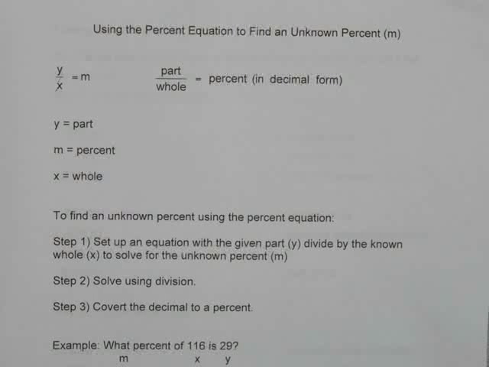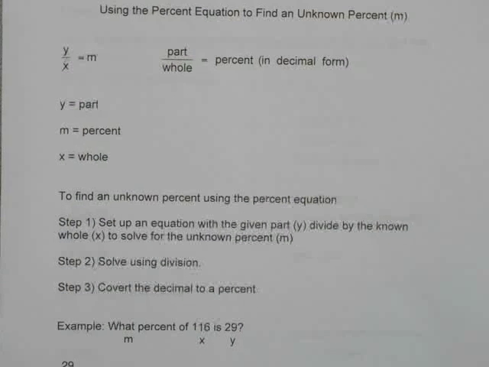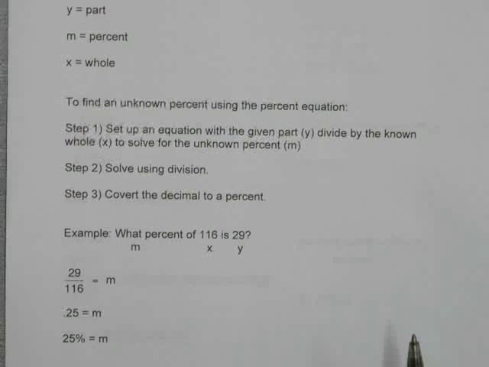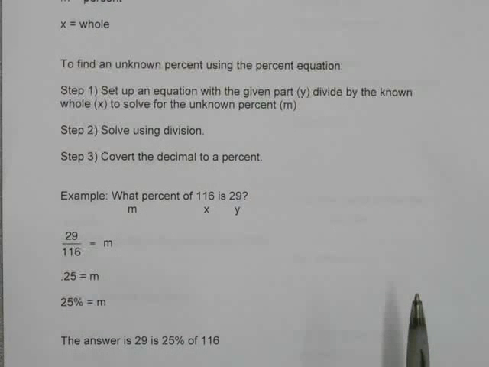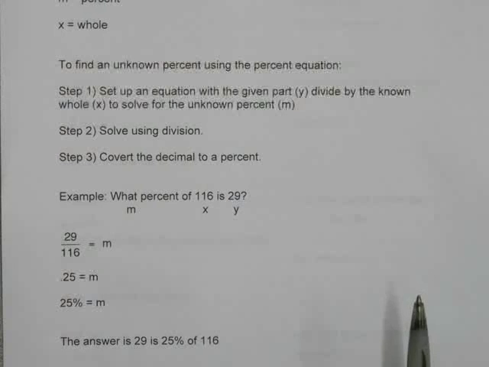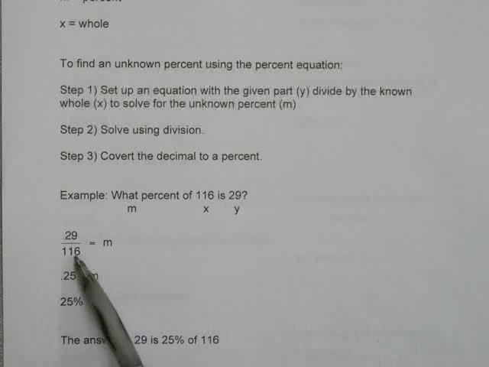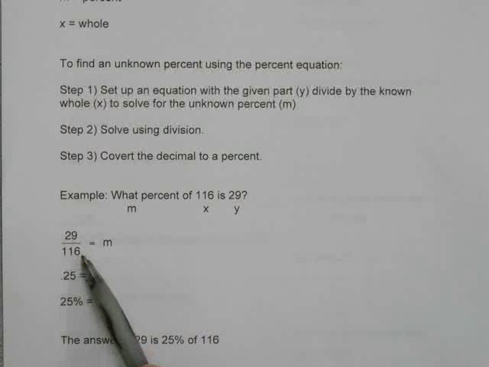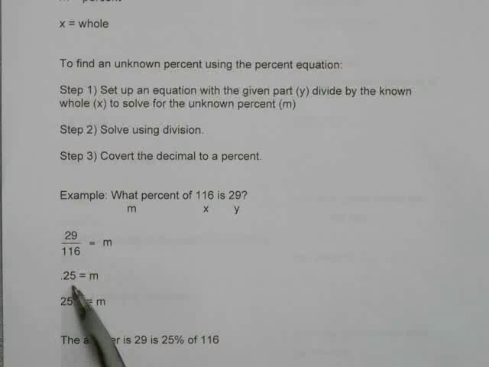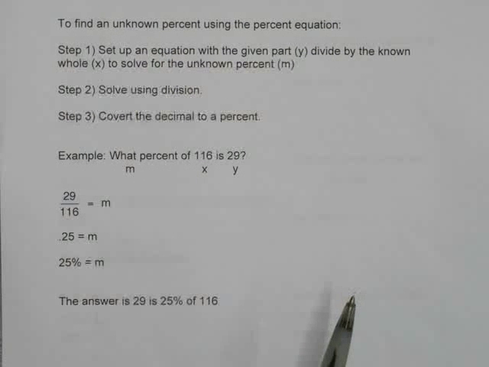Those are the steps. And this is what it looks like. What percent of 116 is 29? Well, m is our unknown percent. That's what we're looking for. Our part is y, and 116 is our whole. And if I divide 116 into 29, very little of this will fit into 29. As a matter of fact, only 25% of it will. M is going to equal 0.25. And once again, yes, you can do this by hand or you can use a calculator. The answer to our question is 29 is 25% of 116.